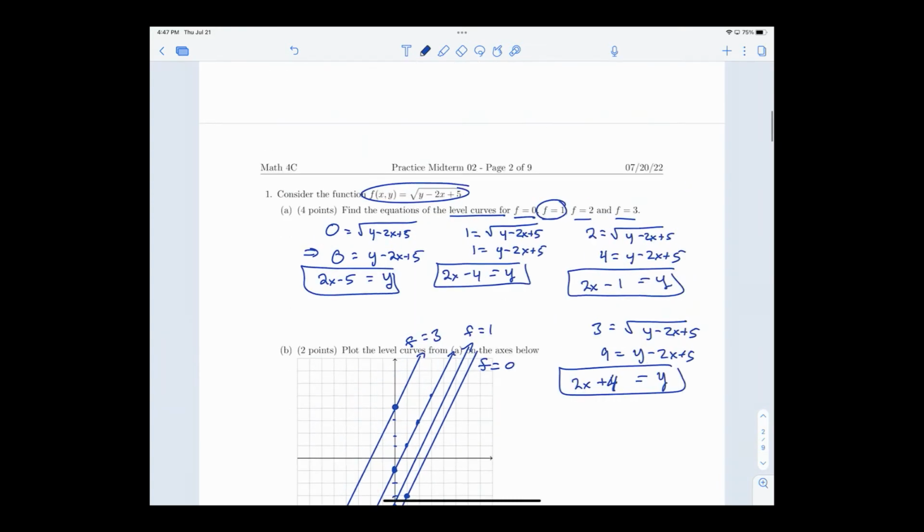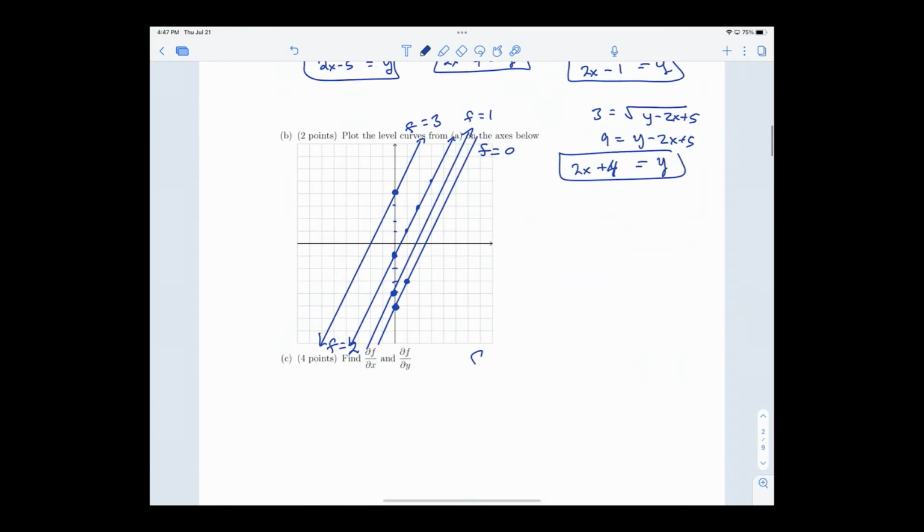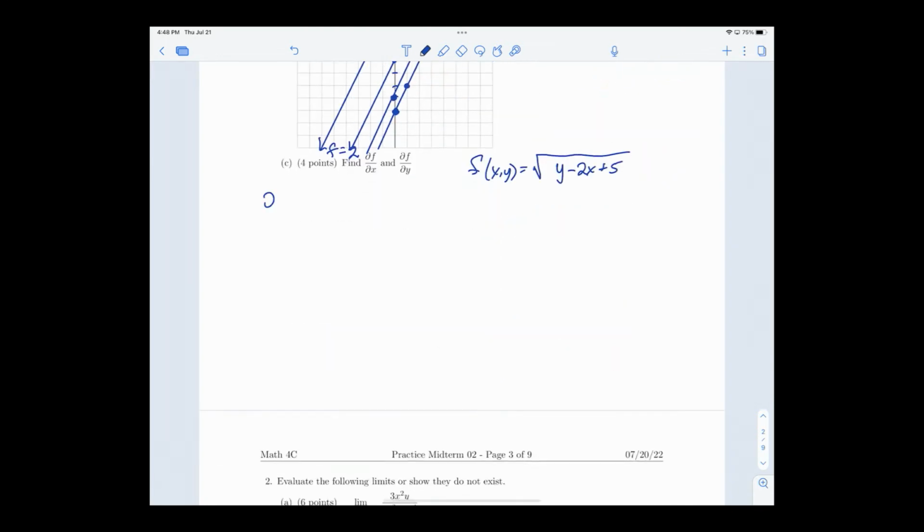So we've got f of x, y equals the square root of y minus 2x plus 5. So the partial of f with respect to x: we're taking the derivative of something to the 1/2 power, a square root, so it's 1 over 2 square root of y minus 2x plus 5 times the derivative of what's inside with respect to x. The derivative of what's inside with respect to x is -2.